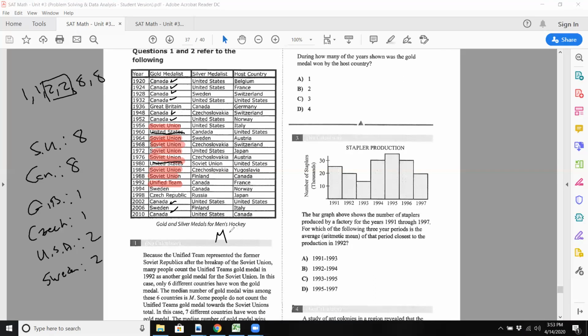So M equals 2. Now, what if the unified team counts as its own country? And you have to make an adjustment.